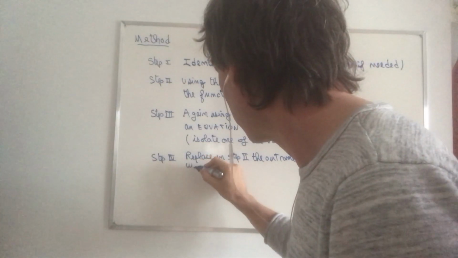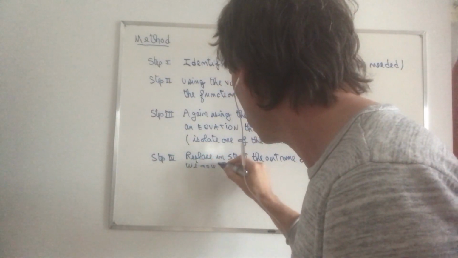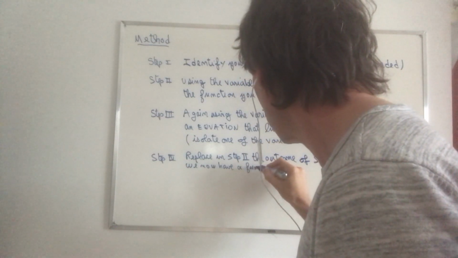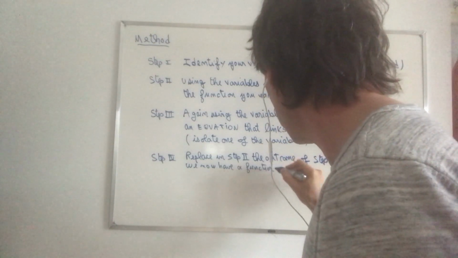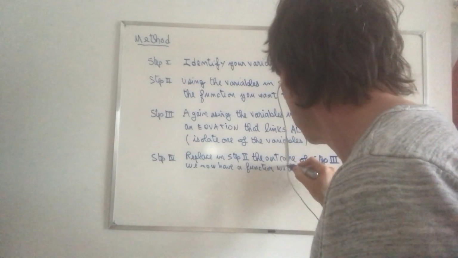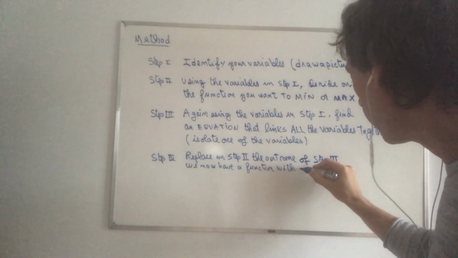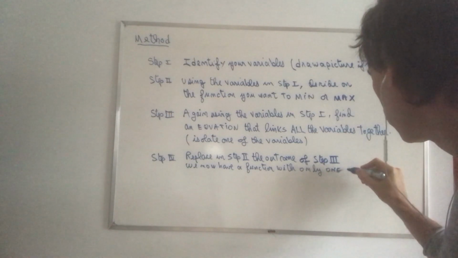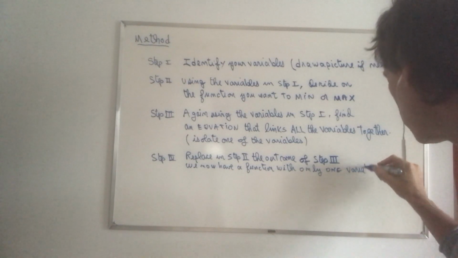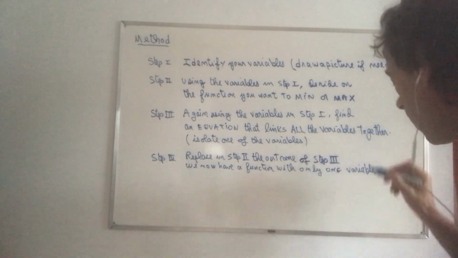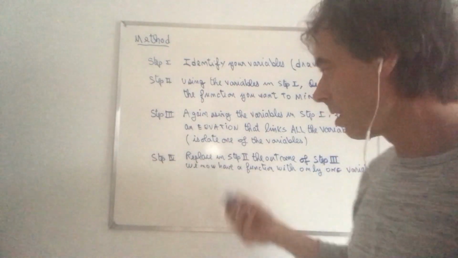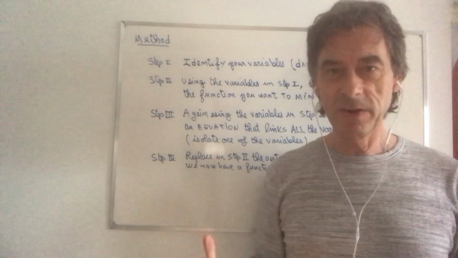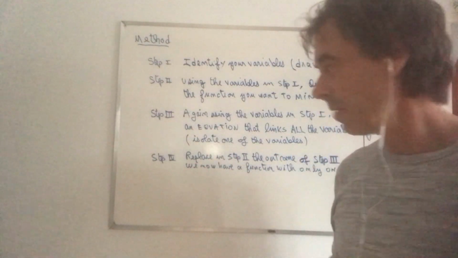We now should have a function with only one variable. This is important because in the next step, we're going to find where the local min and the local max are. So all of this is to actually figure out an equation in one variable that corresponds to what you want to minimize or maximize.